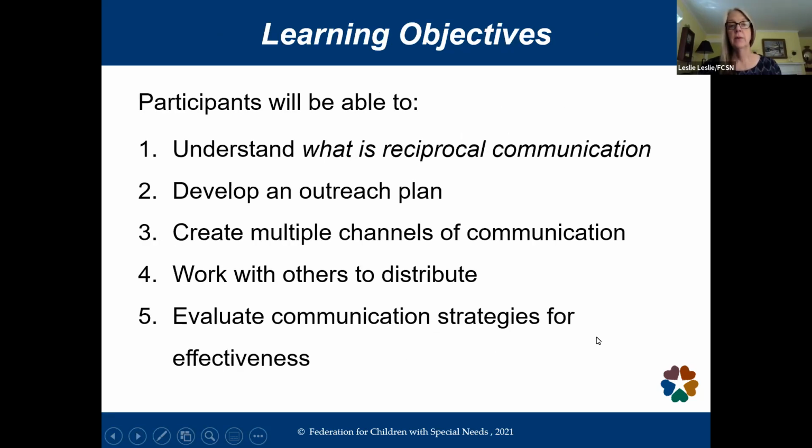So today, the learning objectives, we hope you'll be able to understand what is reciprocal communication, talking about developing an outreach plan and why that's key to long-range planning. There should be multiple channels of communication so that you meet people where they're at and help them move forward. The concept that you need to work with other people, other organizations, other institutions in your community to really help you get the word out. And then I think, as all of this is really important, is that you take a step back and see where we were effective in our communication strategies. What do we need to adjust? Where do we need to maybe realign ourselves or find a new method to reach the people that we want to reach? So that process of evaluation is integral to any plan that you set up around communication.